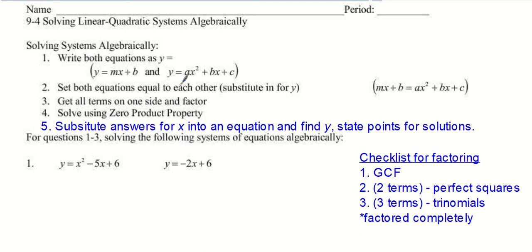All right, welcome to 9.4 worksheet. We're doing some linear quadratic systems algebraically. We got some notes to put in here, so we'll do that in a second.